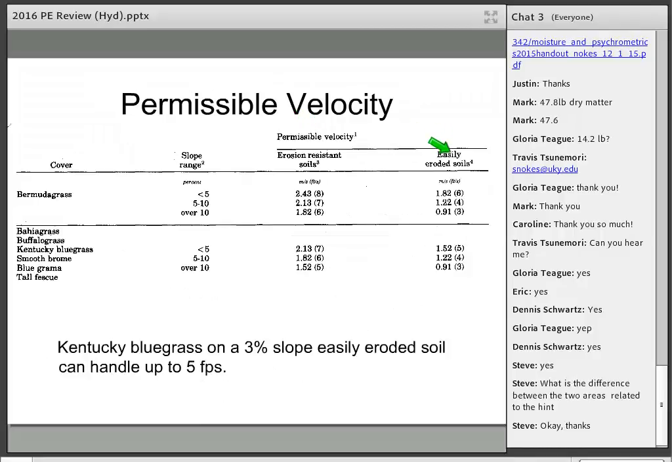You've got easily eroded soils. You come down, you find Kentucky bluegrass. The chart has meters per second and then in parentheses feet per second. And in that particular case, under 5% slope at 3%, it's easily eroded soil, it can handle up to 5 feet per second. So you're going to have to make sure that whatever channel you put together for the conditions of the design storm, it will not exceed 5 feet per second.